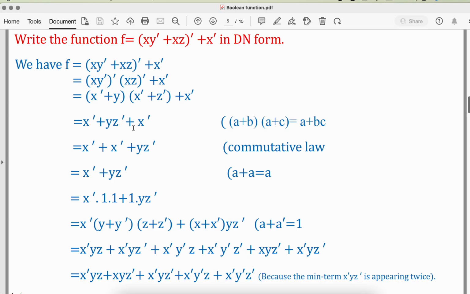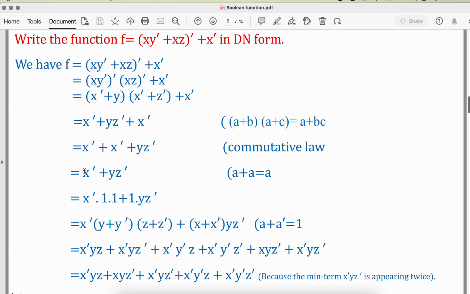Now by applying the commutative law, this yz dash plus x dash can be written as x dash plus yz dash. Also we know that a plus a is a, meaning x dash plus x dash is x dash. So we are left with x dash plus yz dash. So we have simplified the given expression to get x dash plus yz dash. This expression contains two terms: one is x dash and one is yz dash.